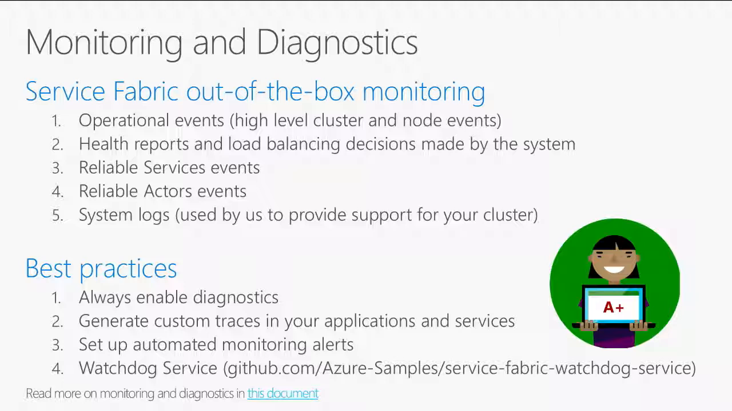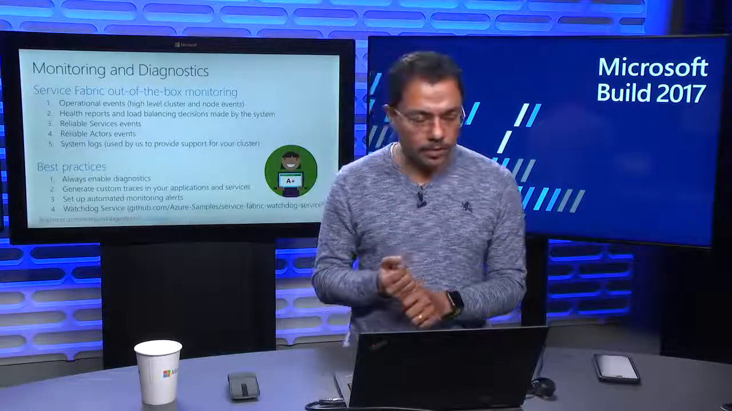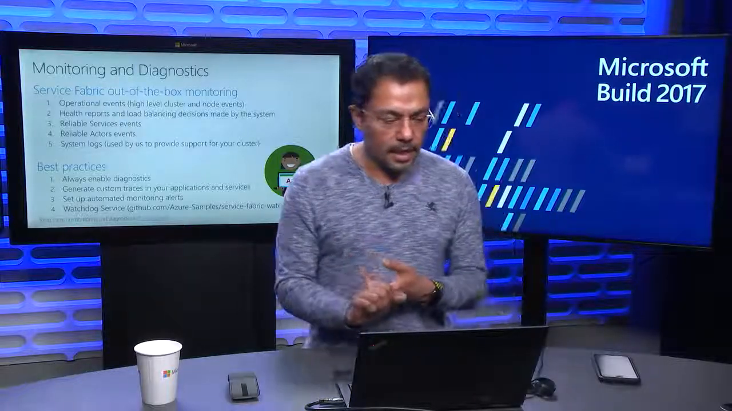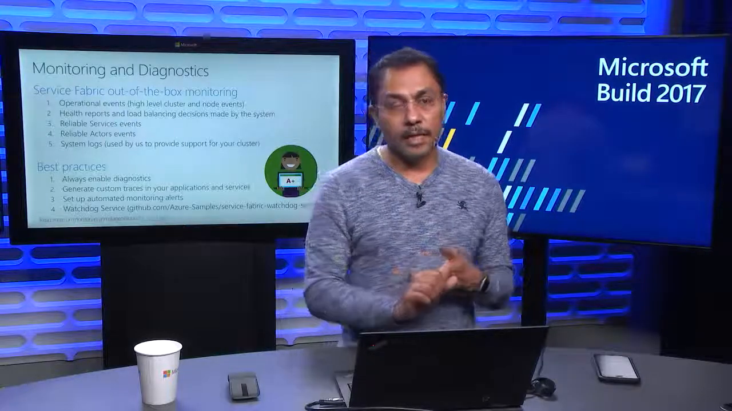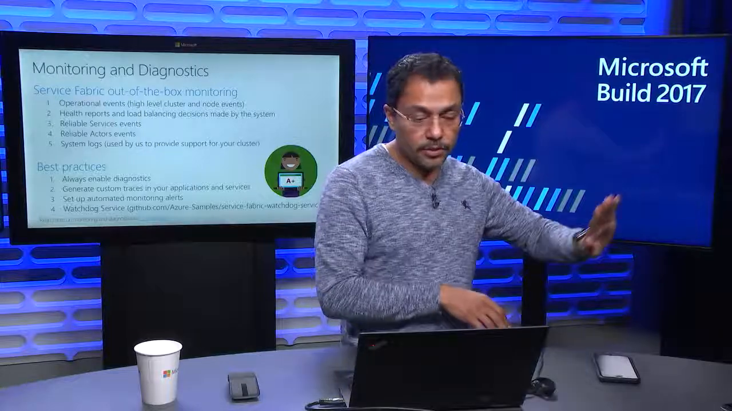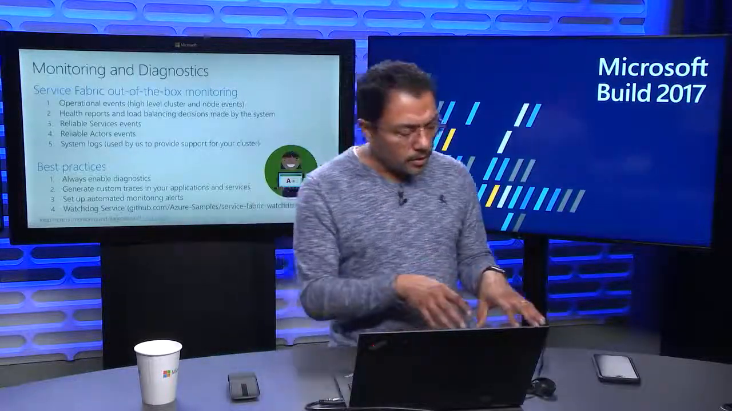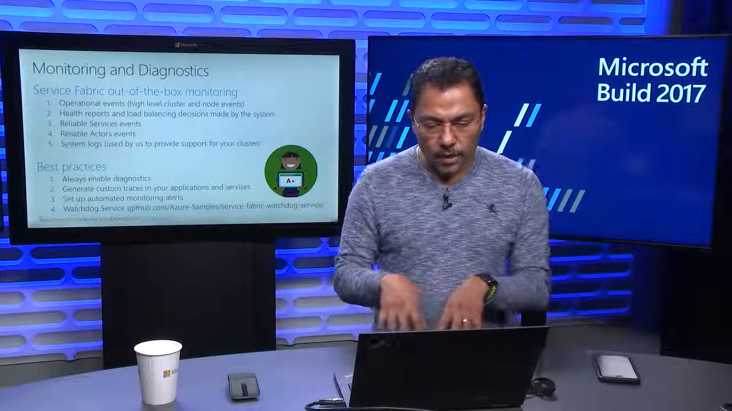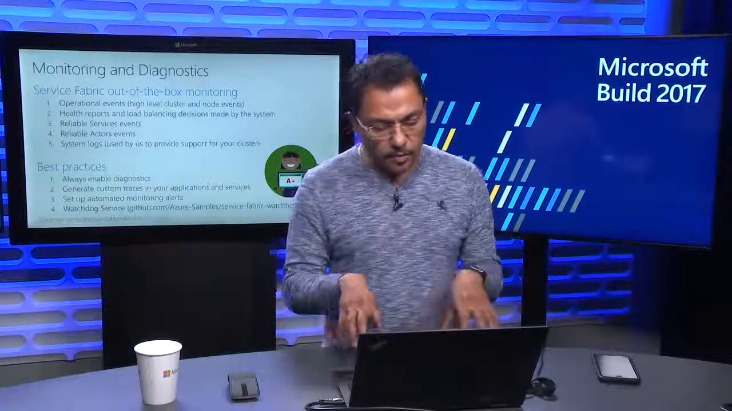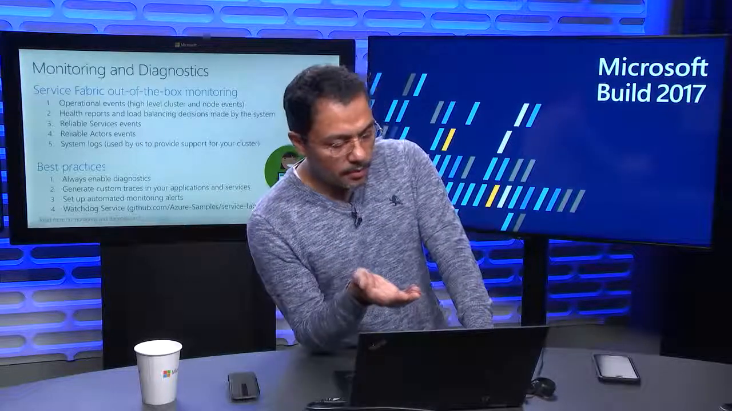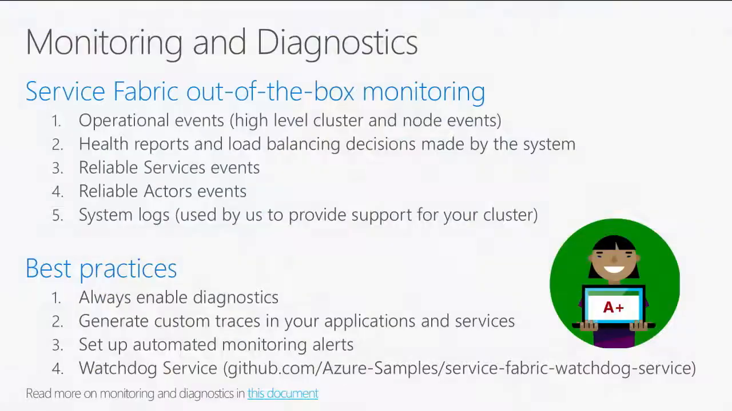So, best practices. Always enable diagnostics. That's something which you should not turn off. That's the only way for us to support you. Second, generate custom traces in your applications and services. Set up your monitoring and diagnostic alerts based on your metrics. And then, of course, try and create watchdog services for your applications to measure whether your application is performing to what you had set it up for.